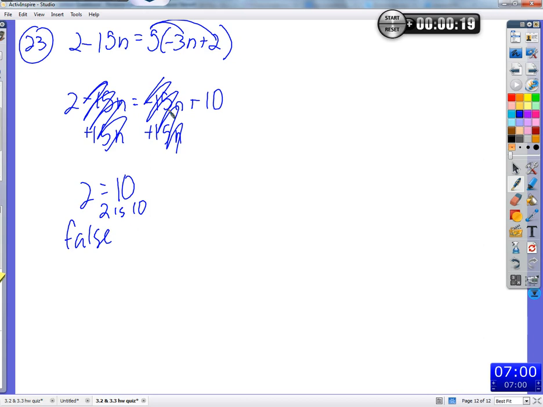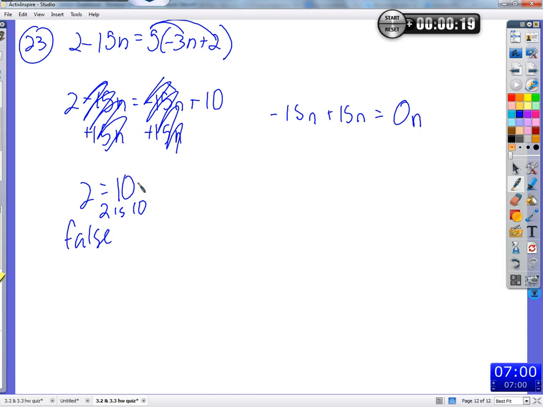Negative 15n plus 15n. How many n's does that leave? Zero. No n. What's zero times n? Zero. Zero times anything is zero. So we get zero for the n's on this side and zero for the n's on this side, and we're just left with 2 equals 10.